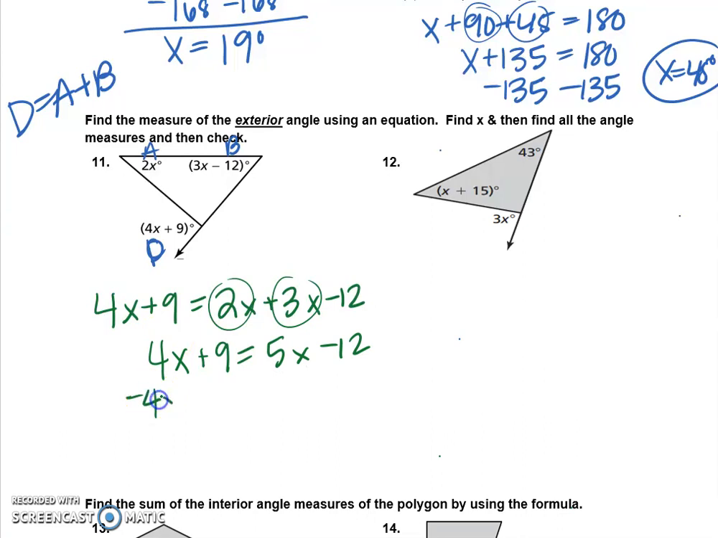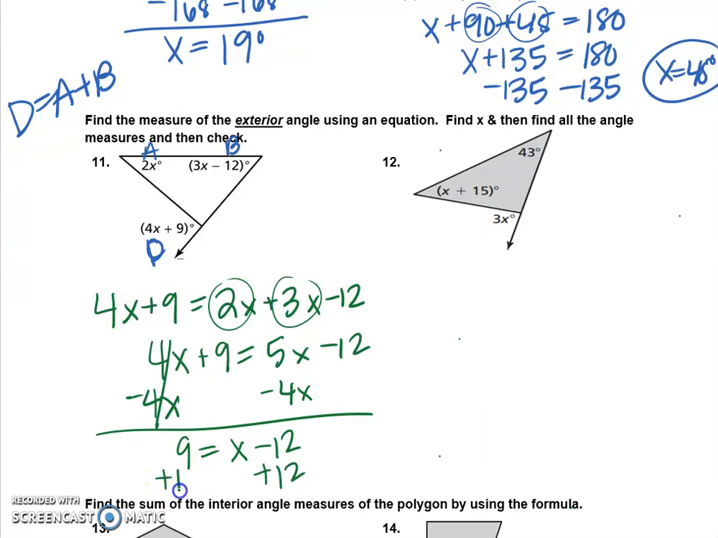Move the lesser of the two variables. 4x is less than 5x, so I'm going to move that. And I'm left with 9 equals 5x minus 4x, which is 1x, minus 12. Move the 12 over, and x is equal to 21 degrees.